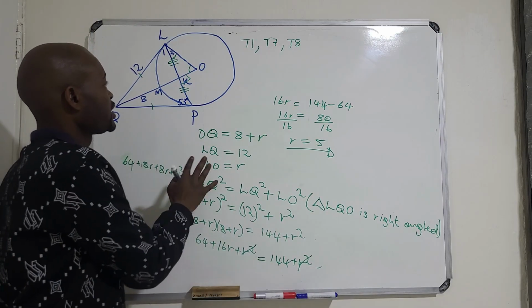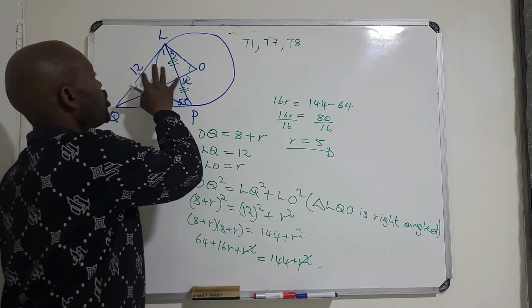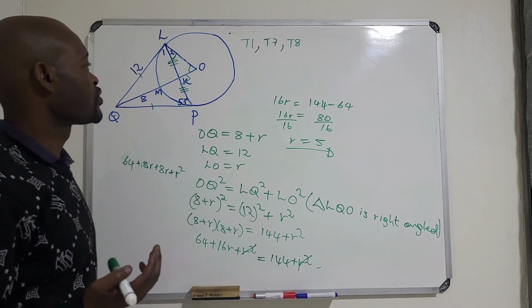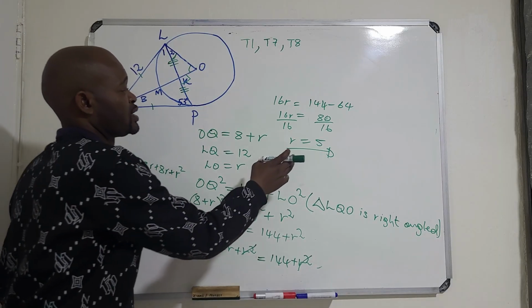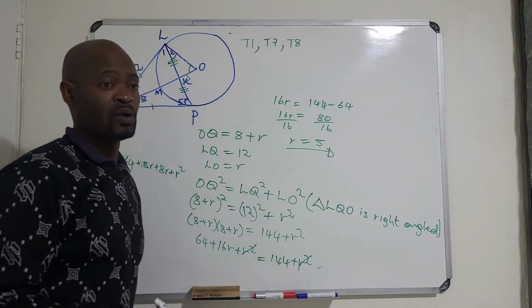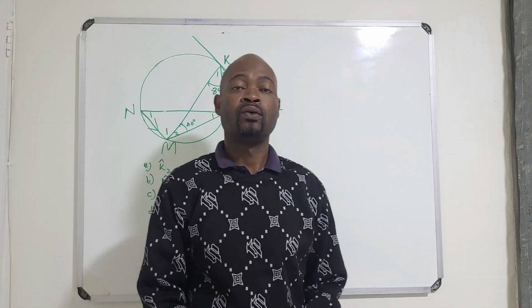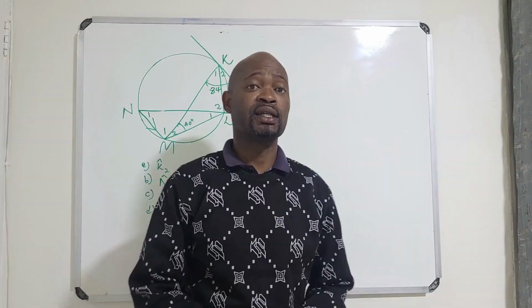Then we can see that in this problem, we cannot use trigonometric ratios, because when we use trigonometric ratios, we're going to get our radius to be equals to 9.04. I'm not sure. Now let's look at another example.